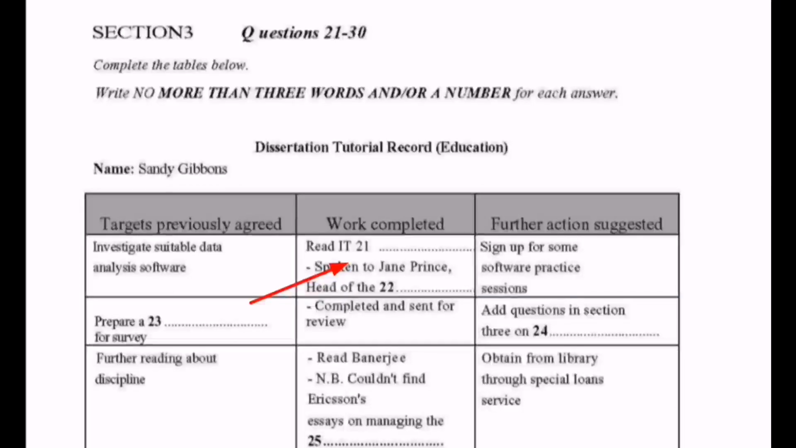Hello, Sandy. How have you been getting on with your dissertation? Fine, and I've been working hard on the various action points we agreed on our last tutorial. Do you want to talk me through what you've done? Yeah, sure. Well, we agreed on 3 main targets for me to aim for. The first one was to find out about suitable data analysis software. Yes. And what I decided to do was to look through catalogues specialising in IT.